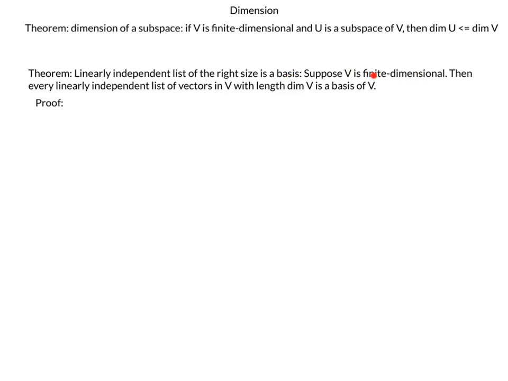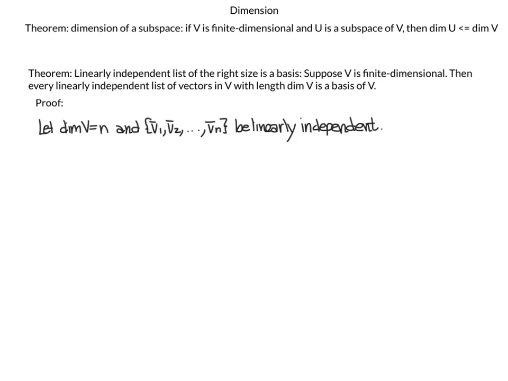So if you have a finite dimensional vector space, then every linearly independent list of vectors in V with length dimension of V is a basis of V. We are going to start then by assuming the dimension of V equals n. That means any basis of V is going to have n vectors.